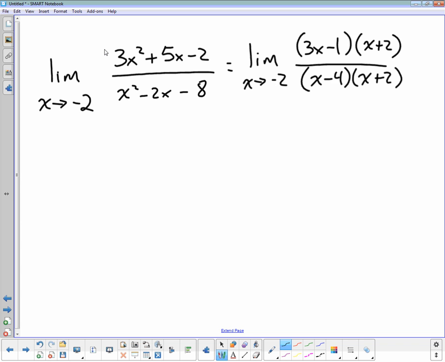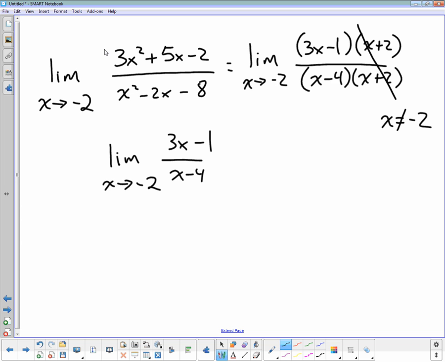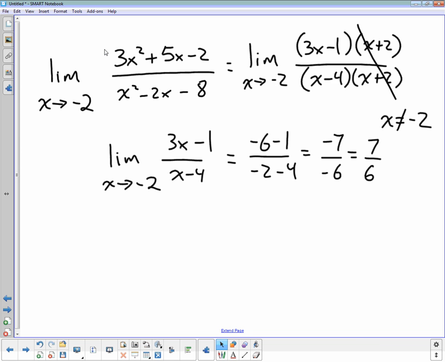So we wind up getting the limit as x approaches -2 of 3x minus 1 over x minus 4. The factor cancels since x is not equal to -2, and we wind up plugging in straight away. We get -6 minus 1 all over -2 minus 4, -7 all over -6, which is 7/6. And we're good.